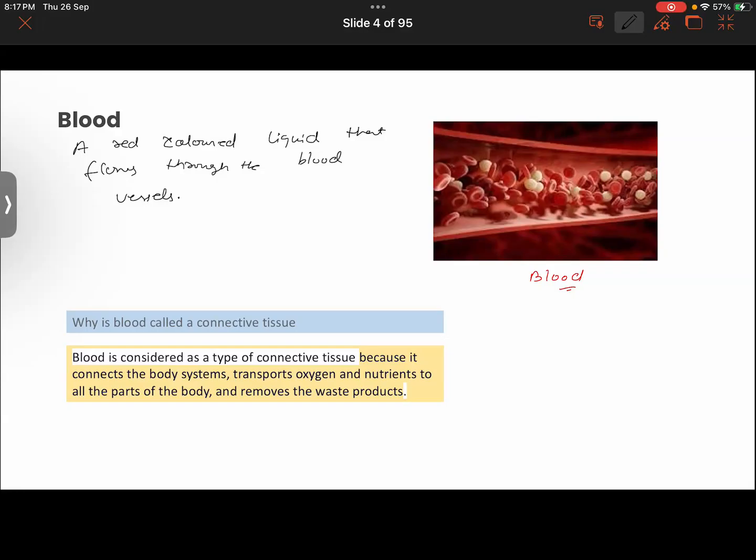So the reason muscles are called connective tissues... Why are they called connective tissues? Different tissues in the body are called connective tissues. For example, bone is called a connective tissue. Blood is called a connective tissue, along with some other tissues in the body.